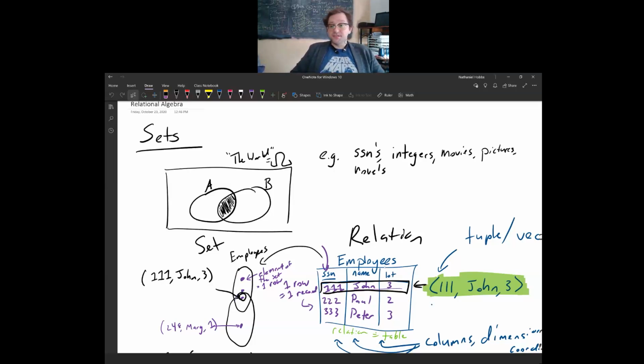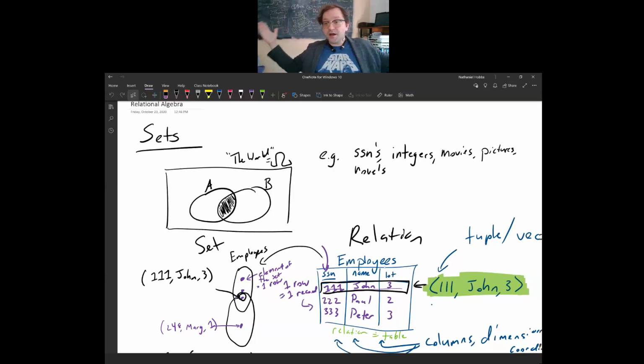The other way that you can view this is as a set. This is a set of vectors, if you like. So here, the employees relation can be thought of as a set of size 3. There's 3 elements to this set, 3 elements or 3 vectors. Each of these vectors are 3-dimensional. The first dimension is social security number, the second dimension is name, the third dimension is lot. And so any point in this 3-dimensional space is going to have some social security number, some name, and going to be in some parking lot. And that will uniquely identify this vector in this case, 3-dimensional space.